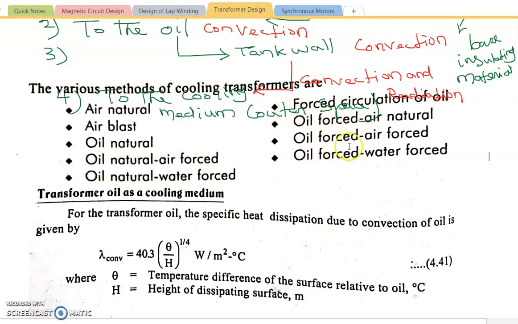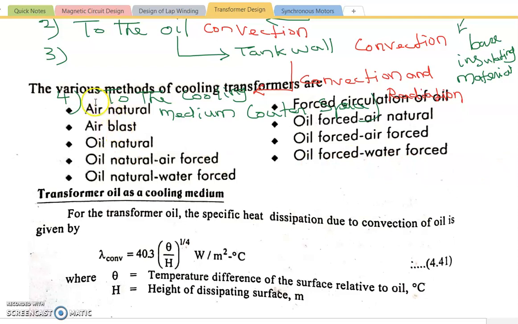And the next category is the forced circulation of oil. Here, actually, oil is not circulated. Oil is as it is in the transformer tank, and we are circulating air or water to make the cooling effective. So the next type of cooling is forced air cooling, oil forced cooling. Oil is going to be cooled by air natural, air forced, or water forced.